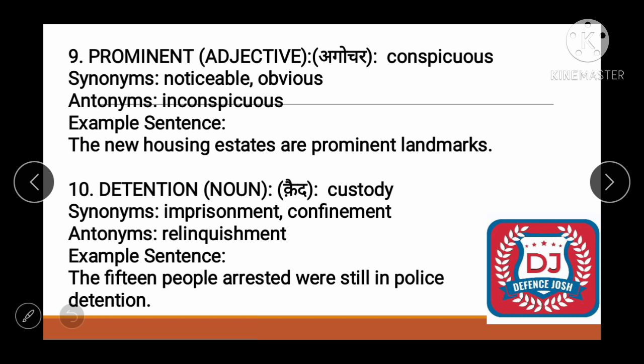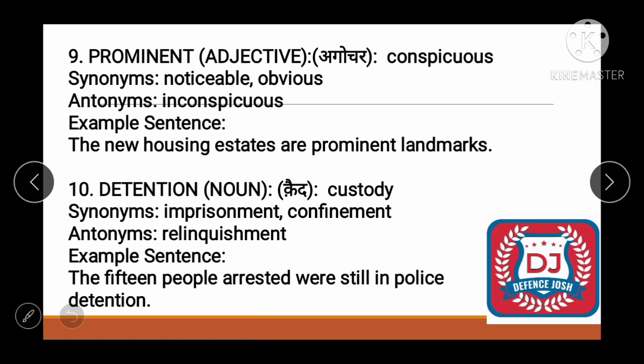Next one is prominent. See friend, prominent is an adjective that means obvious, noticeable and conspicuous. Okay. Then antonym would be inconspicuous. An example, the new housing estates are prominent landmarks. Alright. So which we can notice, okay, are known as the prominent thing. Okay. So the synonym would be conspicuous, okay, which means obvious.